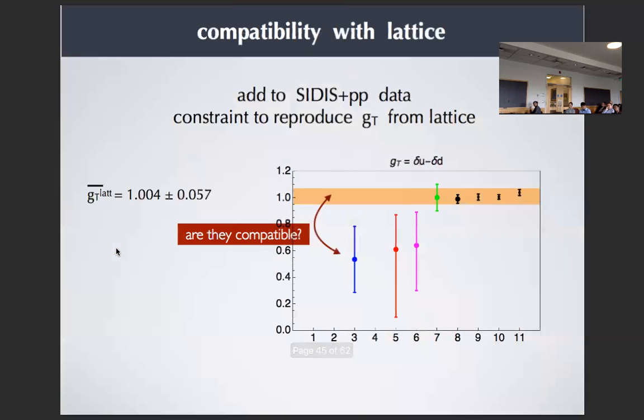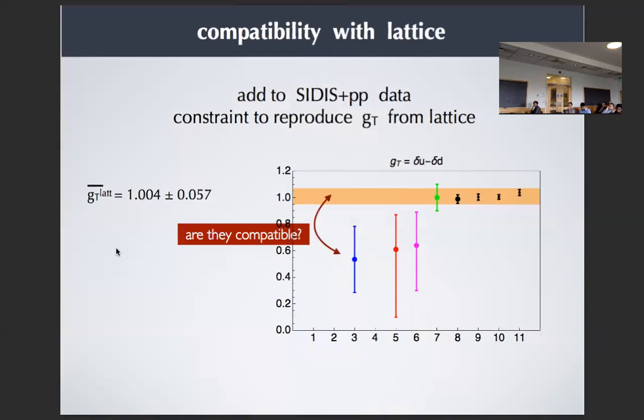Okay, now. Next, I did this exercise to test if there is a statistical compatibility between the result of my global fit and the numbers from lattice for the isovector tensor charge. So basically, I repeated the exercise that Nobuo did with the Collins effect in this paper, this green point here. I repeated the fit, imposing the constraint that my replicas have to reproduce the lattice value for the isovector tensor charge.